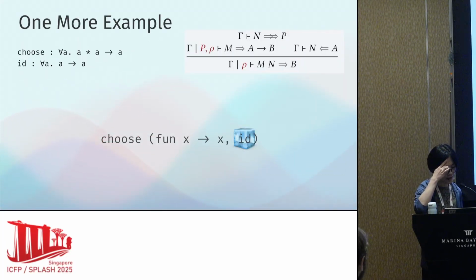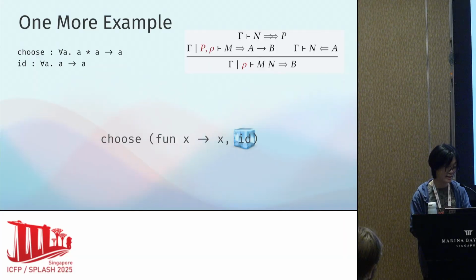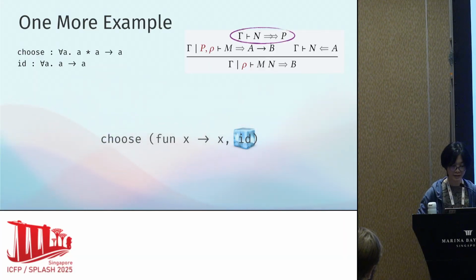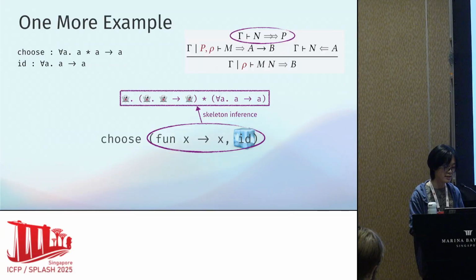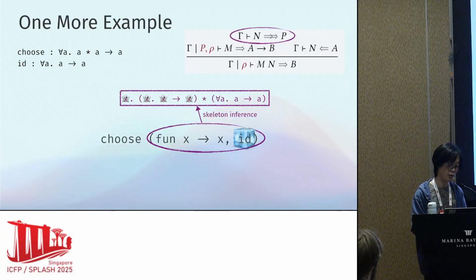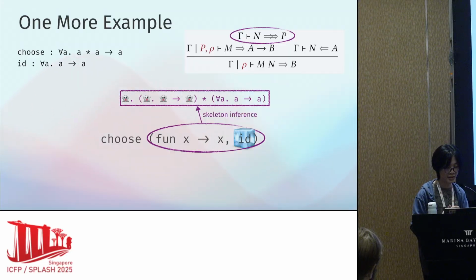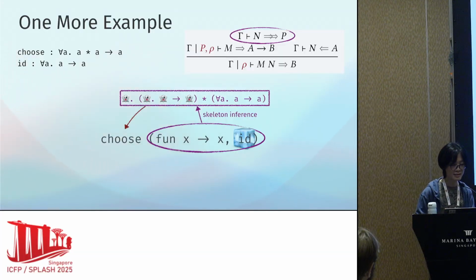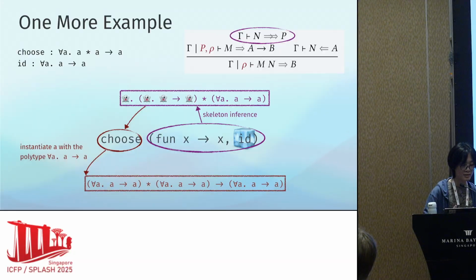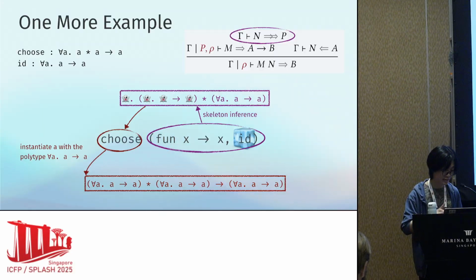Yeah, and here is one more example, which is combining a more complicated argument with freezing. So first, we do a skeleton inference for the argument, whose skeleton is a polymorphic pair, whose first component is some arbitrary polytype, and the second component is for all A, A to A because ID is frozen. And then this skeleton is passed to choose, which tells us that we should instantiate choose with for all A, A to A because the second argument of the pair has this type.